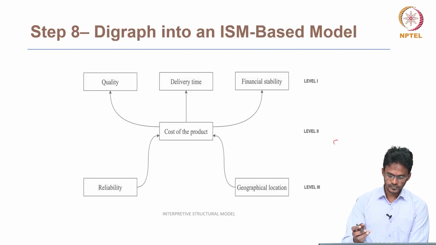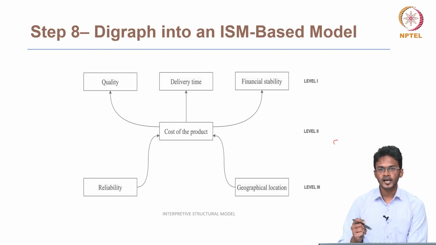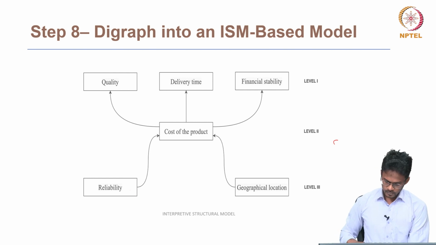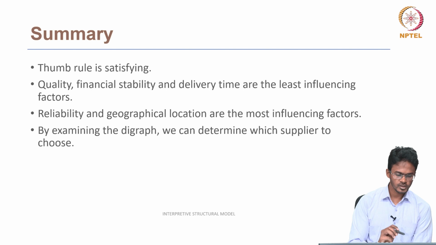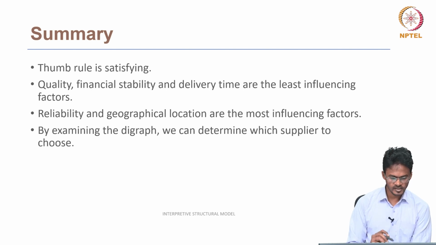If the factors in the same level are having a one way link, that is having a relationship A or V, then we should repeat the procedures. We have to reconsider the factors that we considered, and we have to reconsider the experts' opinion also, and then we have to repeat the procedure. So in summary, the thumb rule is satisfied, we have checked.